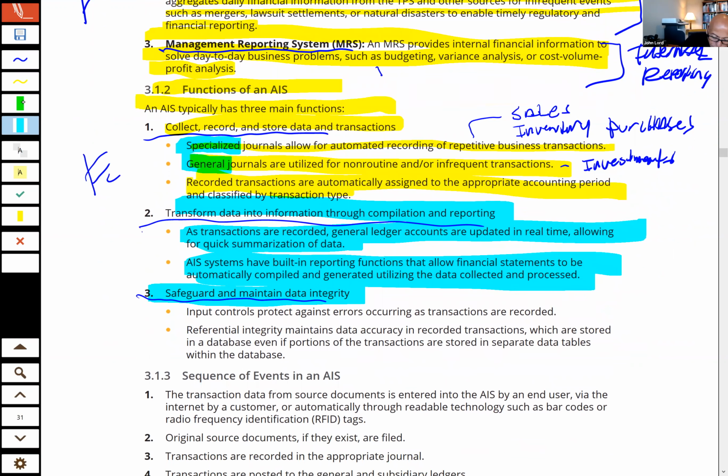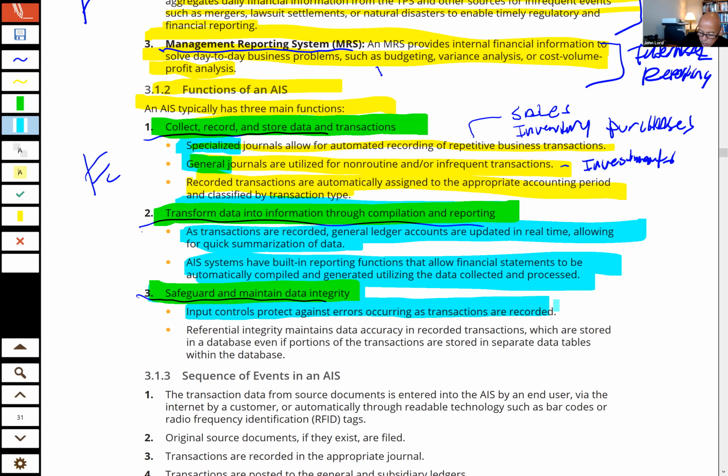And again, guys, I want you to flashcard just the high level, okay? I'm just reading through these descriptions so you understand what these things do, but put it at a high level in your flashcard. We have input controls to protect against errors occurring as transactions are recorded. A classic input control in any accounting information system is that the debit has to equal the credit. You try to make a journal entry and debits aren't equal to credits, it's going to bounce that transaction back, right? That's an input control. So you can go ahead and just flashcard that high level number 3.